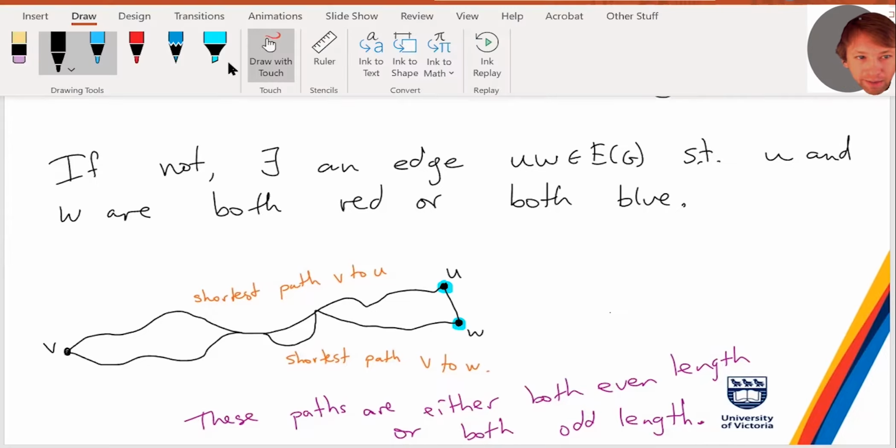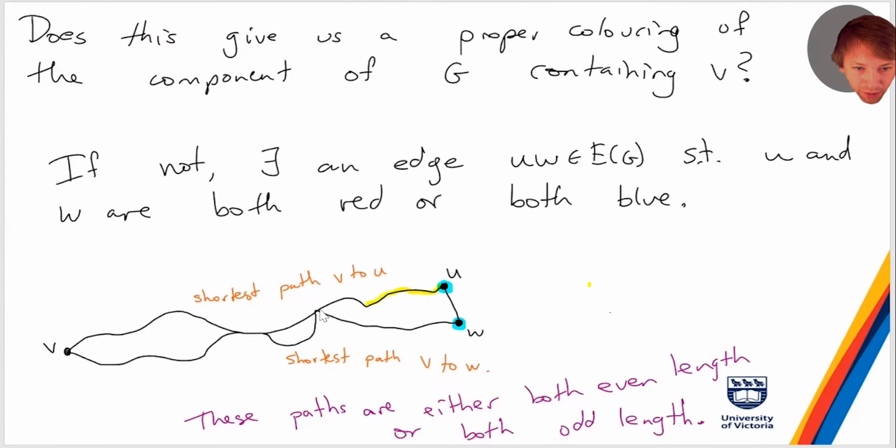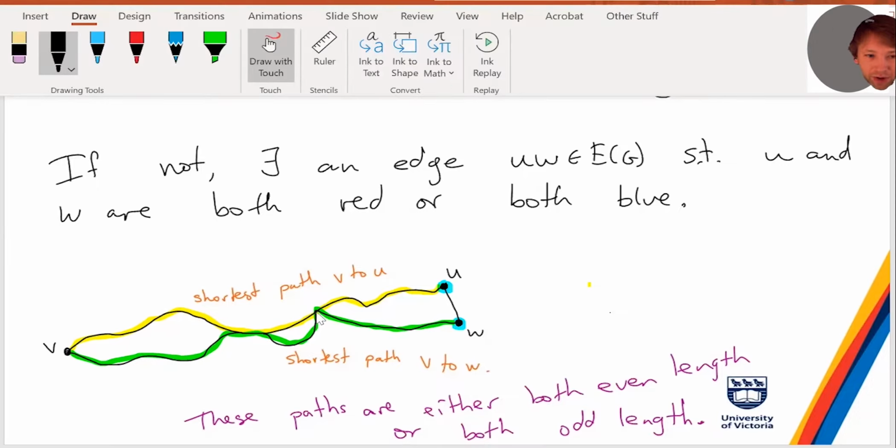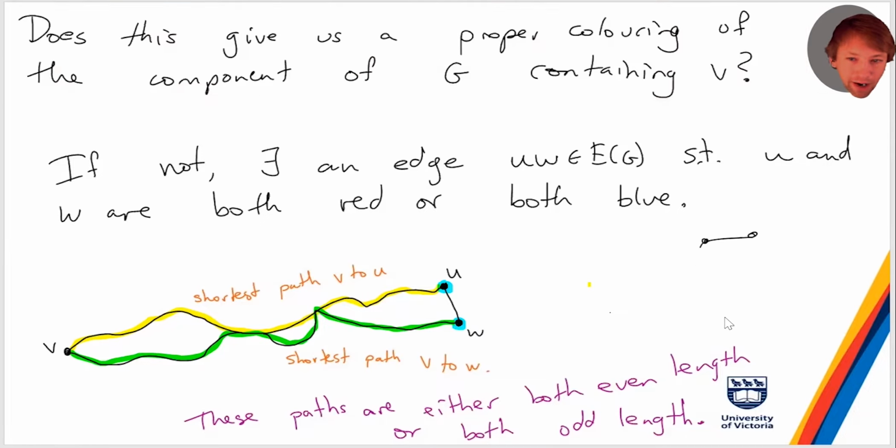And you can see that if I take these shortest paths, at the top I've got the shortest path from U to V in the graph. At the bottom I've got the shortest path from U to W, W to V. These paths are either both even or both odd. Okay, so I've drawn them. They might intersect a few times, but they may not intersect, right? They may just look like this. It depends. They could just be completely disjoint, right?